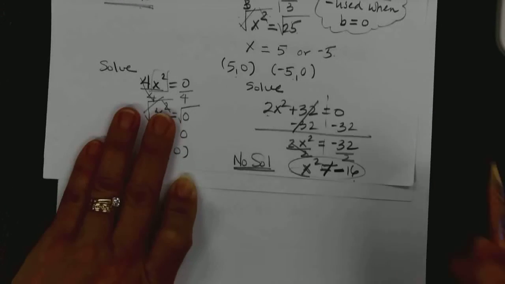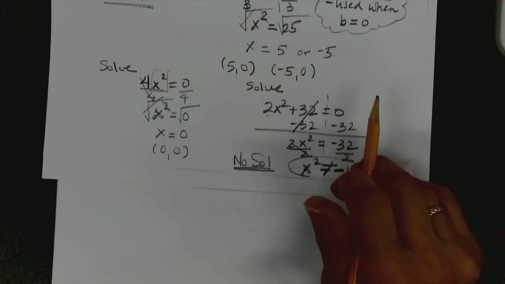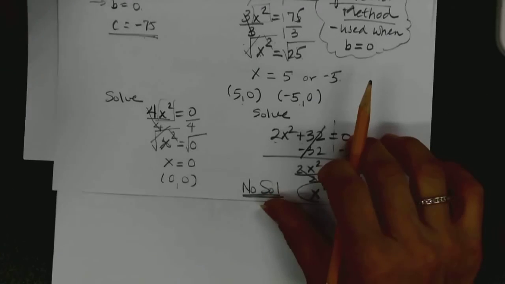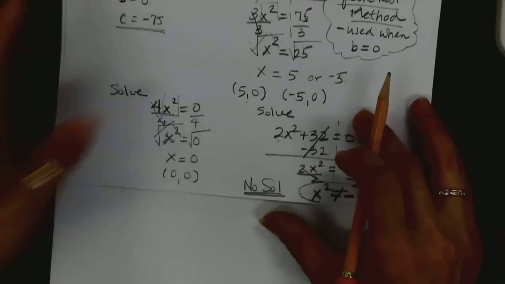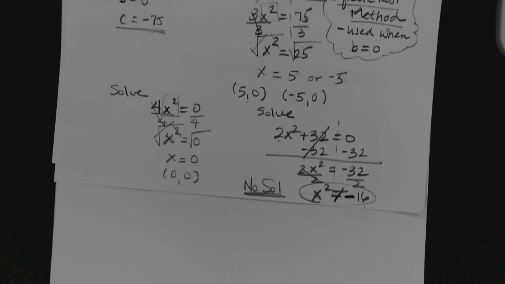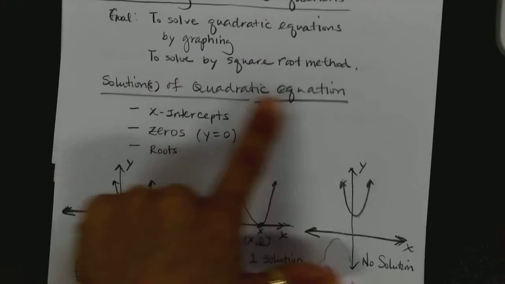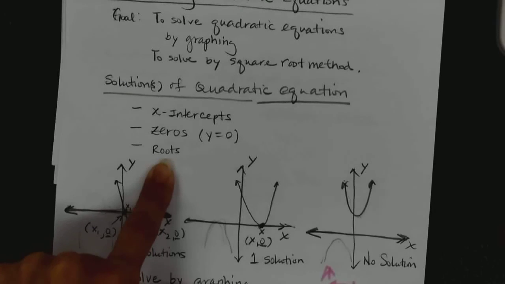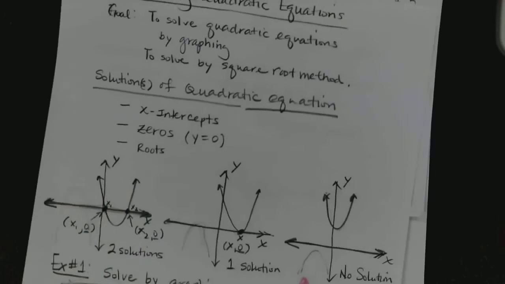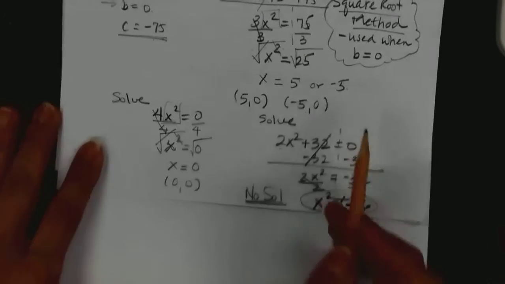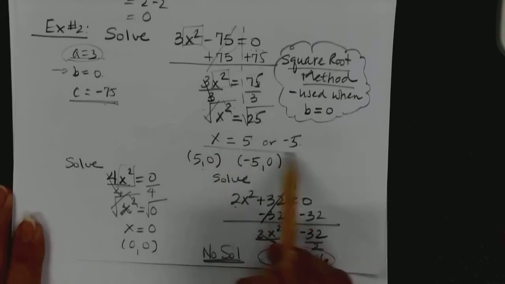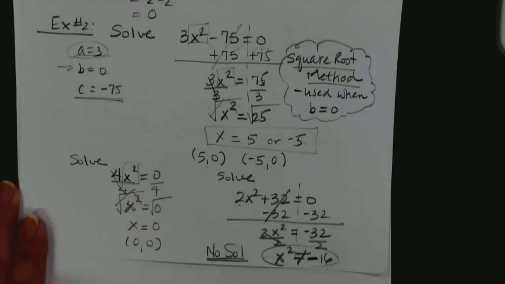Now, does anybody know why we call these the roots? One of the names for the solutions is roots. Do you know why it's called roots? Because we're square rooting. There it is. These are my roots.